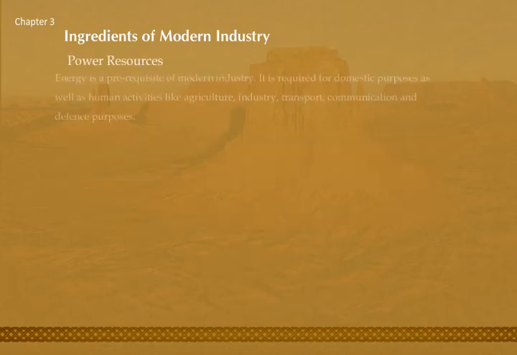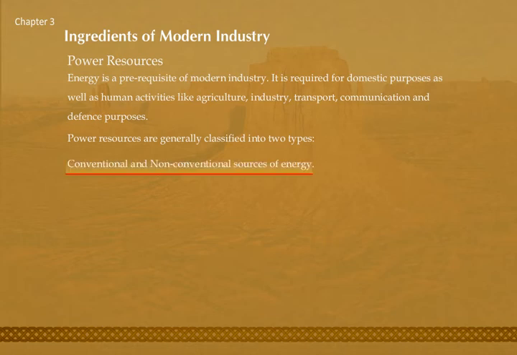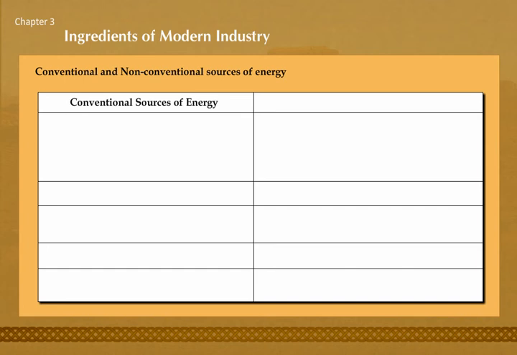Power resources. Energy is a prerequisite of modern industry. It is required for domestic purposes as well as human activities like agriculture, industry, transport, communication, and defense purposes. Power resources are generally classified into two types: conventional and non-conventional sources of energy. Conventional sources of energy. Non-conventional sources of energy.